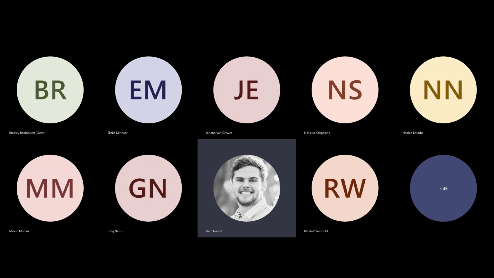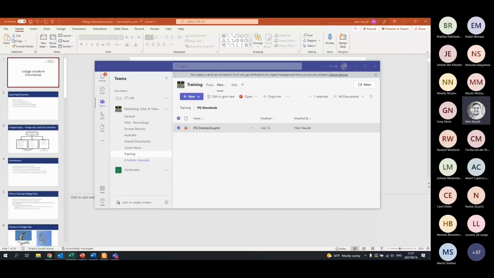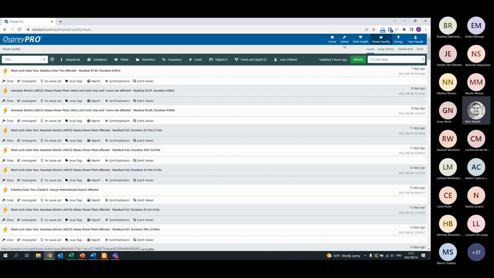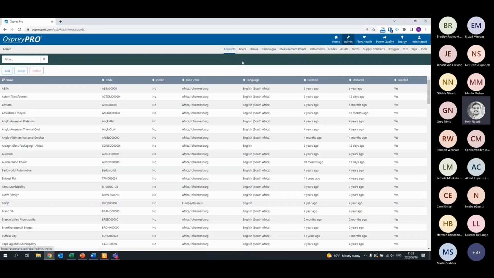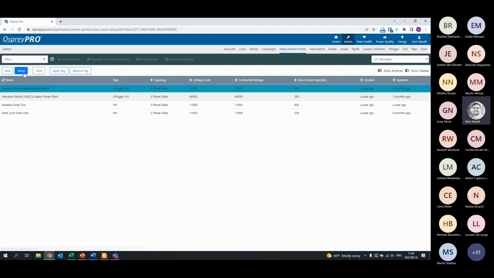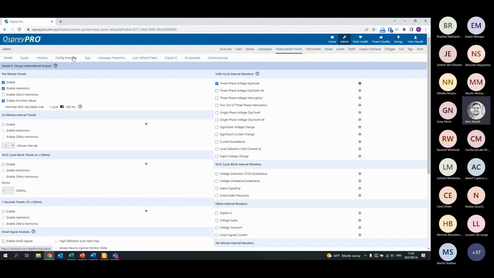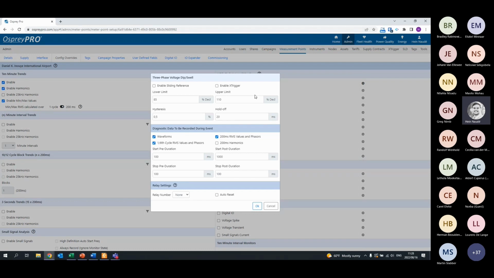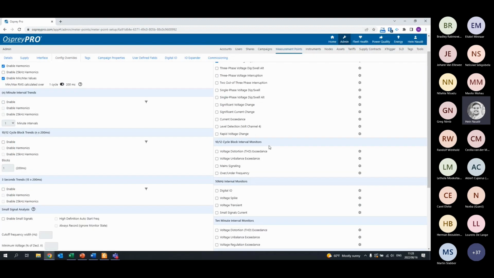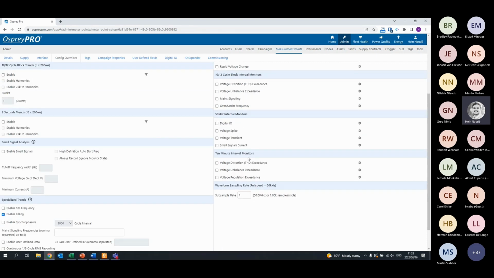And I think to add to your conversation, it's a good time to jump over quickly to a demonstration of Osprey Pro. And specifically, I want to quickly jump into setting up that monitor that we are talking about right now. So in here, that's the 3-phase voltage dip and swell monitor we were discussing in the presentation, with the exact same window that I copied over. In this specific case, the value was set as 85 and 110, and so on. All right. Now, the value that Herman is talking about there is actually the 10-minute interval monitors.